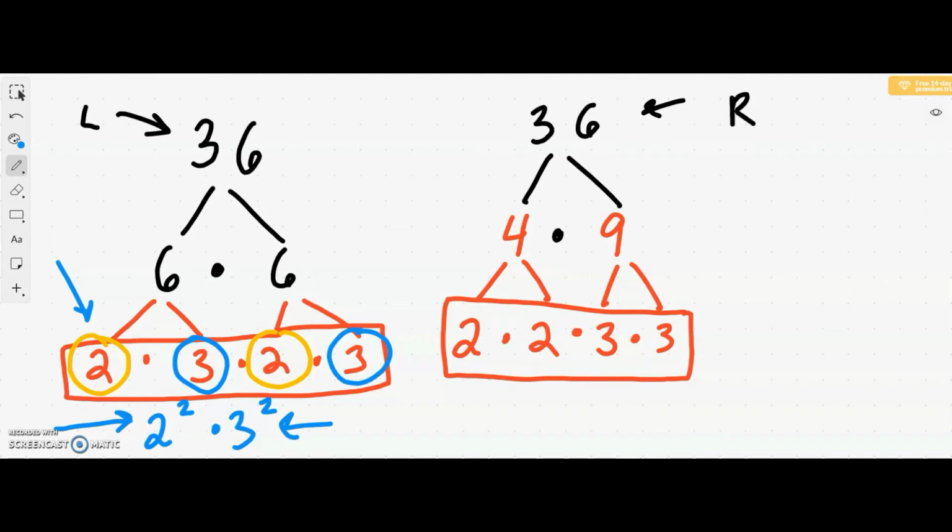And if you notice, look at 36 to the right: 2 2s, 2 3s. So that's your first example.